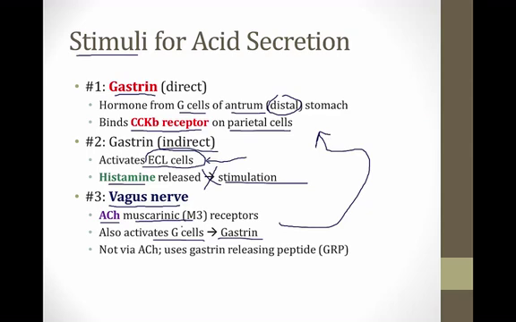Now, there's a peculiar feature of the way the vagus nerve activates these G cells to release gastrin. It does not use acetylcholine as the neurotransmitter. Instead, it uses an unusual protein called gastrin-releasing peptide, or GRP. The reason this is clinically important is because if you block acetylcholine, you will not block the vagus nerve's effect on the stomach because this GRP will continue to function and it will stimulate acid secretion.